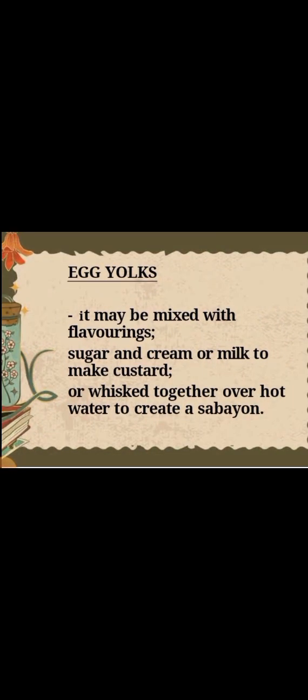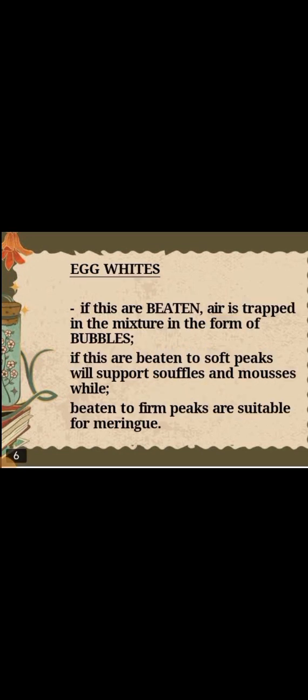Egg yolk. Egg yolk is combined with flavorings like sugar and cream or milk to make custard or sabayon. Egg whites. Egg whites are used to make meringue. You whisk them or use an electric mixer until they become bubbly, and that becomes the meringue.